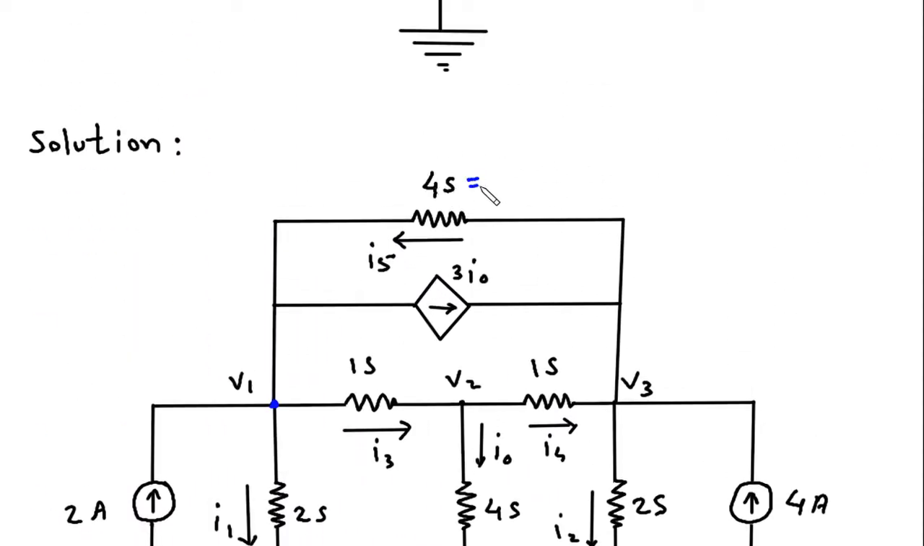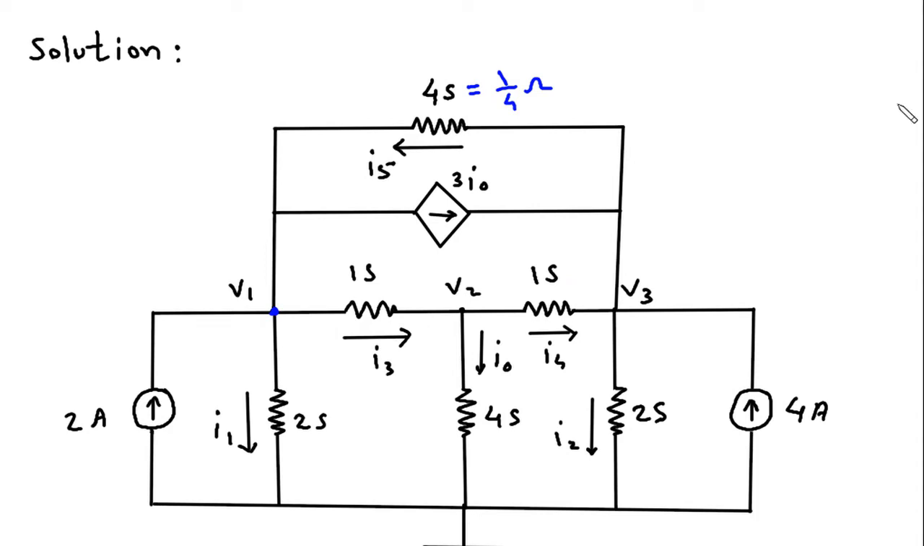this 4 Siemens is converted into ohm, it will be 1 by 4 ohm. This 1 Siemens will be converted into 1 by 1 ohm, that is 1 ohm. This is also 1 ohm and this will be 1 by 2 ohm. This 4 Siemens will be 1 by 4 ohm. This will be 1 by 2 ohm.